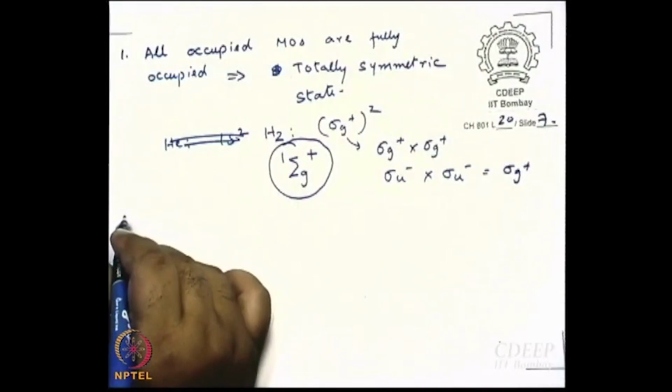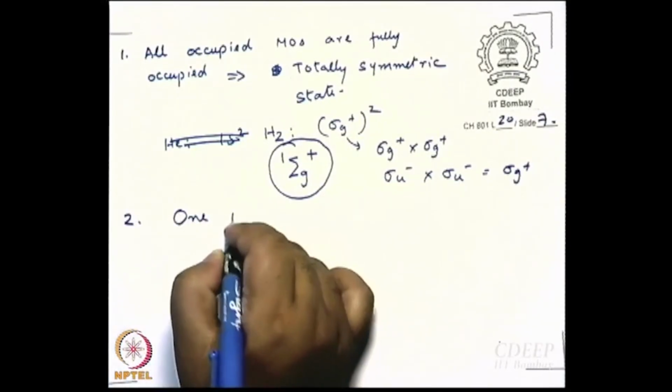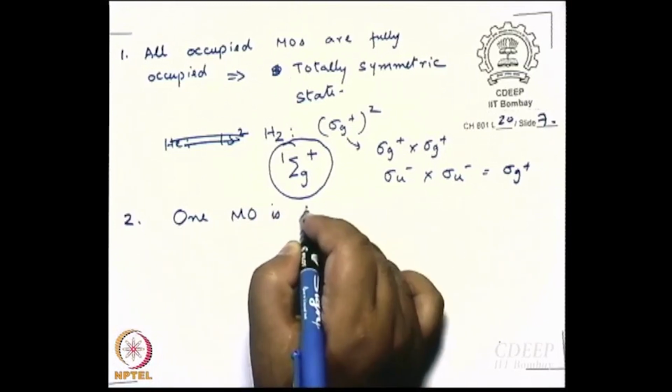Okay. Number 2, let us make it a little more complicated. One MO is singly occupied.